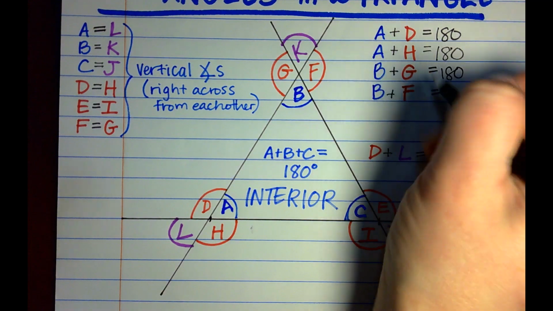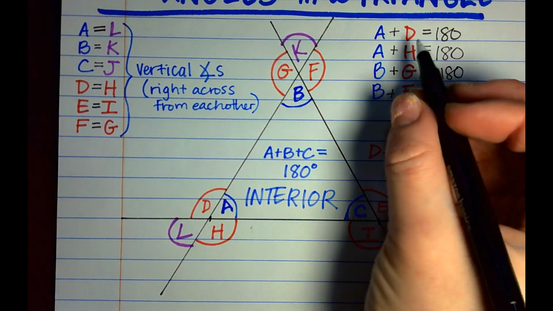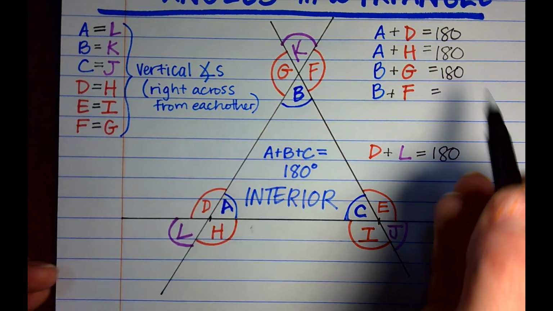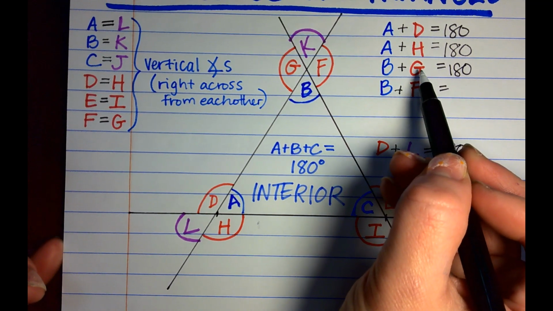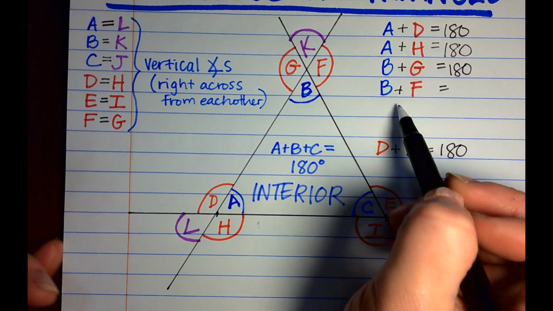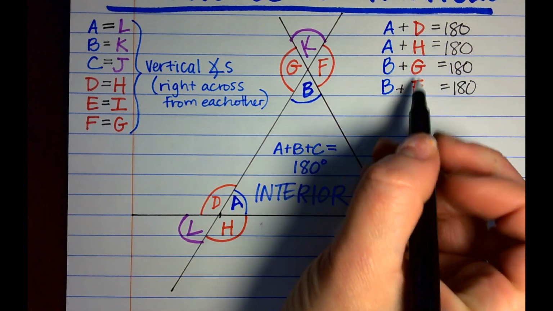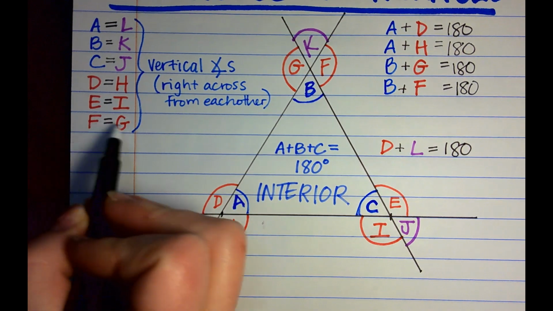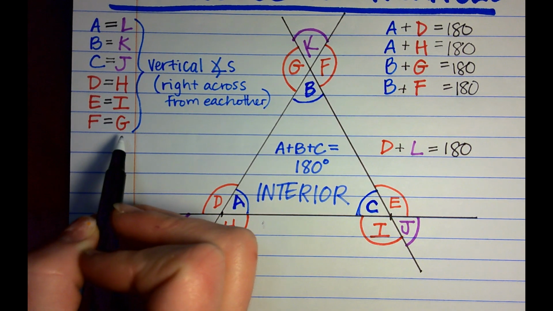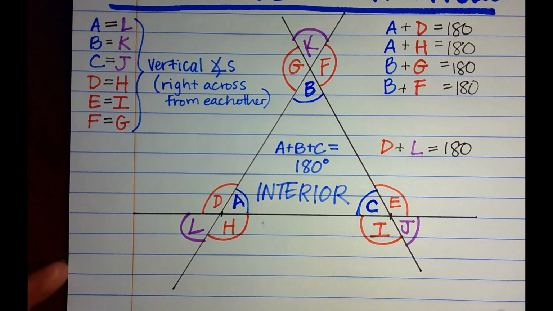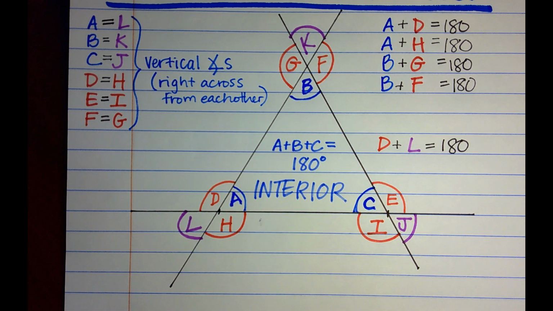And just like how D and H are equal, G and F must also be equal if I can add them to the same thing to get 180. And sure enough, we already said that. F is equal to G. Lots of things happening here.